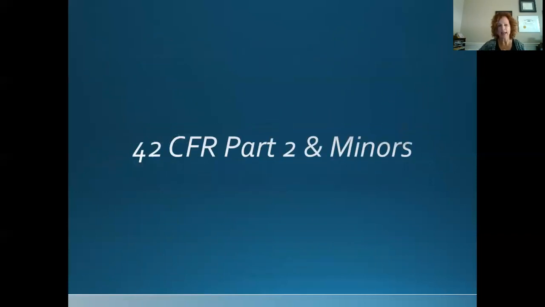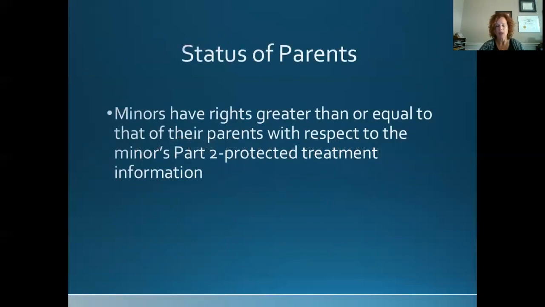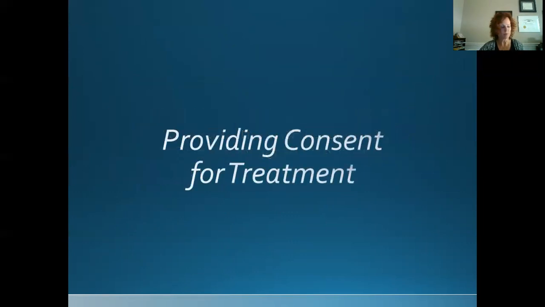Okay, just like we looked at HIPAA and minors, we're going to look at 42 CFR Part 2 and what it has to say about minors. In regard to the status of parents, minors have rights greater than or equal to that of their parents with respect to their Part 2 protected treatment information. And we'll look at what that means a bit more. But whereas with HIPAA, we saw that the parent stands in place of the child, Part 2 gives much greater rights in terms of that Part 2 protected information.